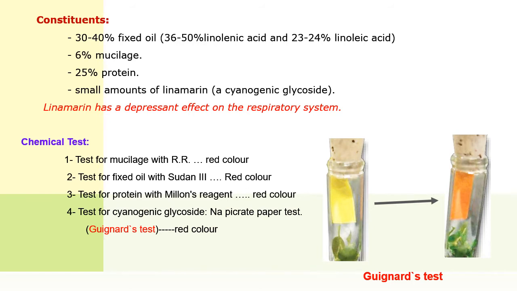The cyanogenic glycoside linamarin can be tested by the Guignard test, where a paper moistened with sodium picrate covers a test tube containing the powdered seed with water, heated in a water bath. The yellow color of the paper changes into orange color as a result of release of HCN, which converts the picric acid or sodium picrate into picramate with the orange color.